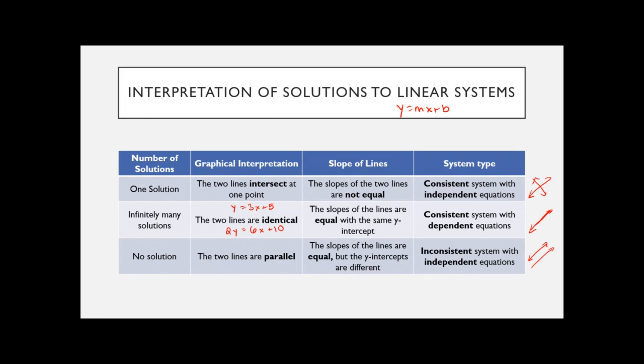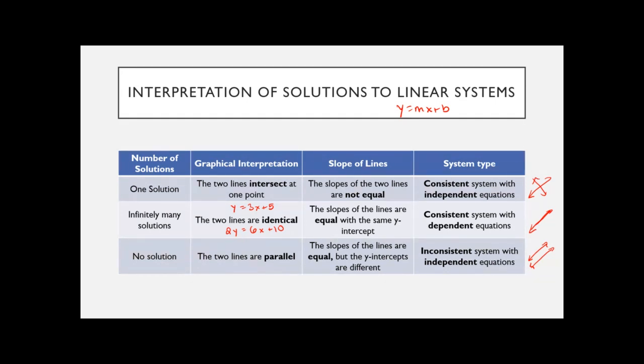And this is why we learned how to determine if lines are parallel. For parallel lines, their slopes are the same, but the y-intercepts are different. So that's the difference between infinitely many solutions and no solution: looking at those y-intercepts, because they both have the same slope. If the y-intercept is different, that means there's no solution. And so then you automatically know, okay, there's no solution in this system.